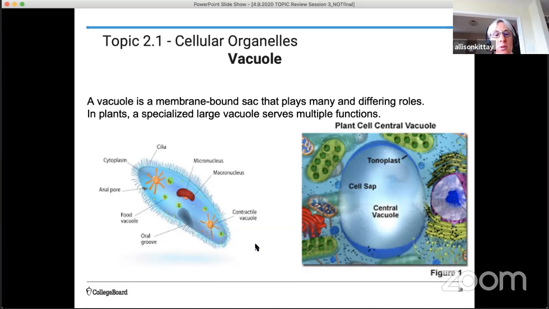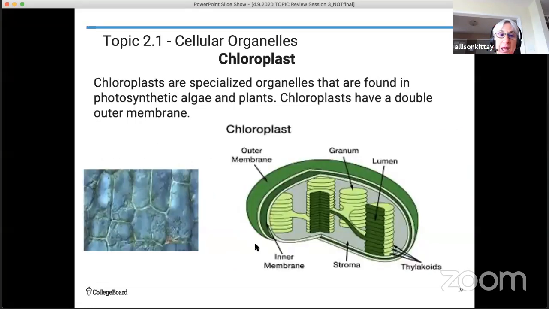And if they weren't there, this organism would drown because the water would be flowing in at a rapid rate. Other things that vacuoles do in animal cells is they store food and waste products until they can be either digested or removed from the cell. And the chloroplast. I believe this is our last organelle today.